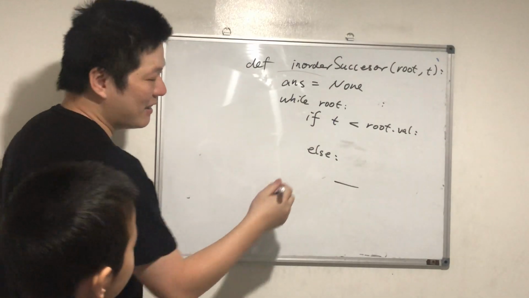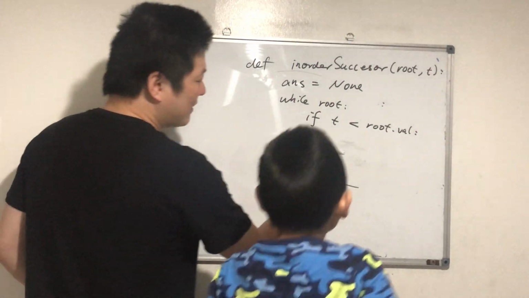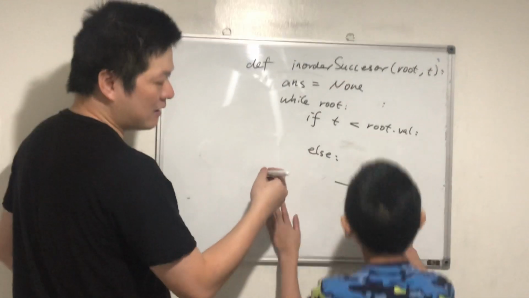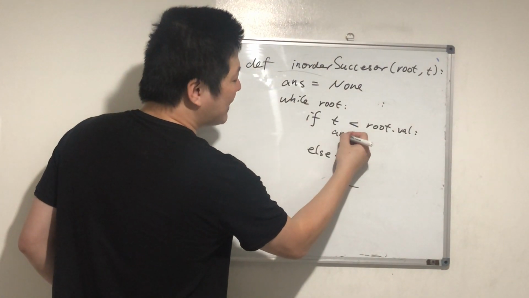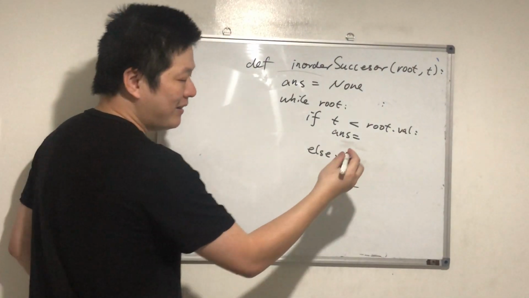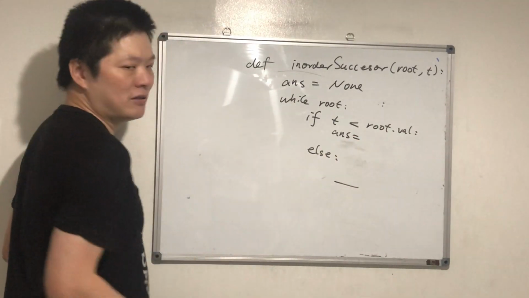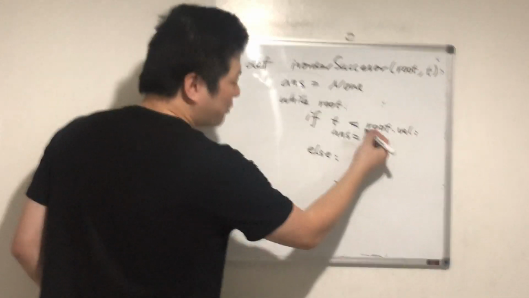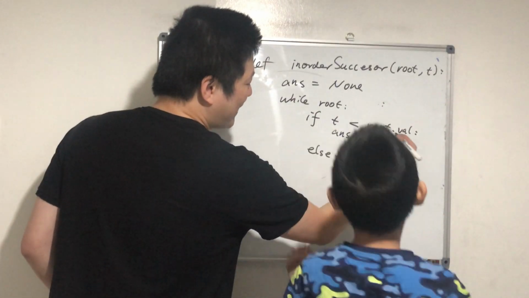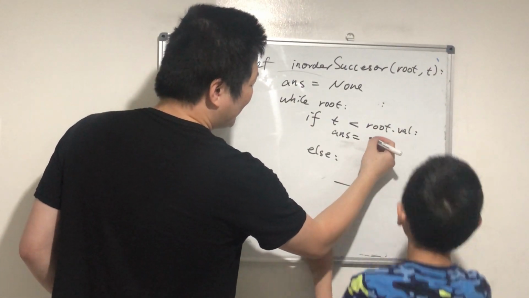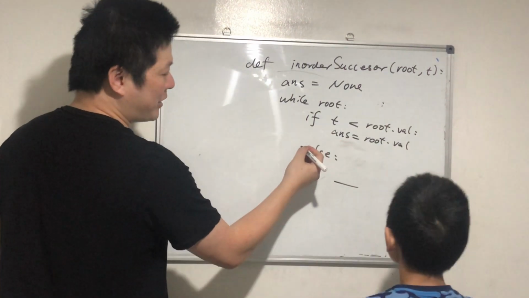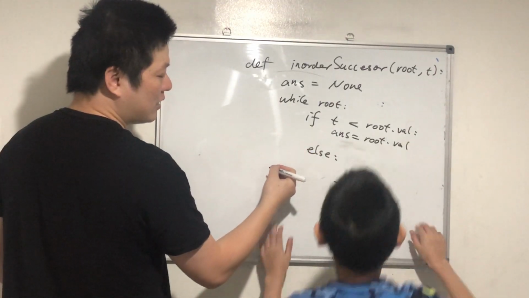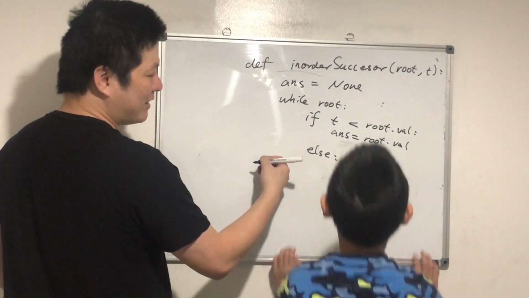What did I just say? I need to do what? Update the thing which is answer, yeah? Answer equals which value? The root of value. And which direction should we go? Go to the left or right?